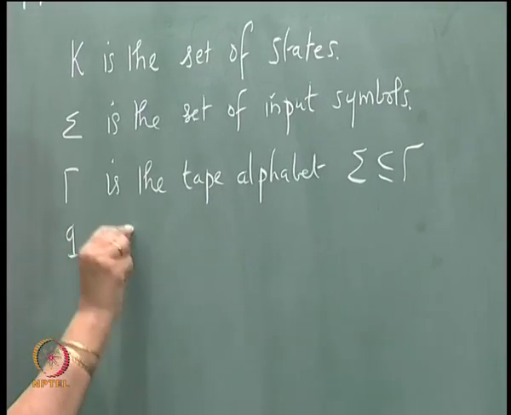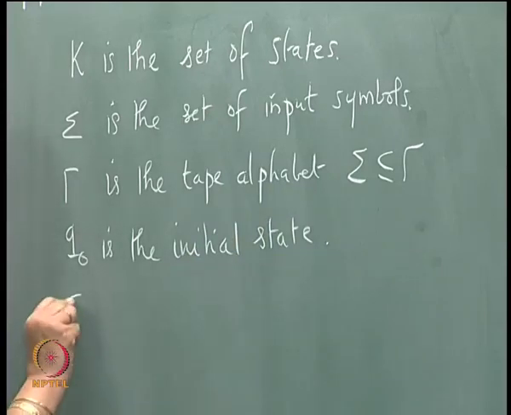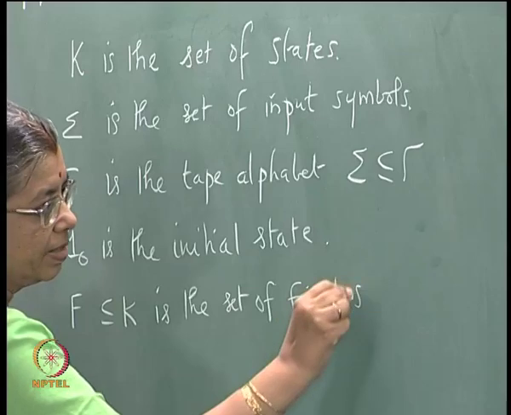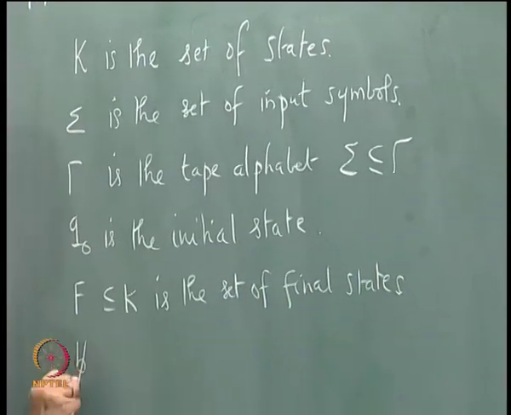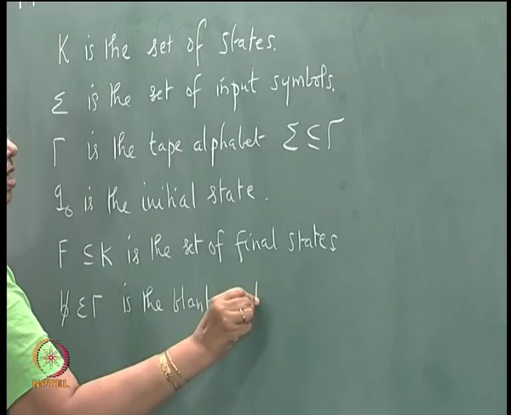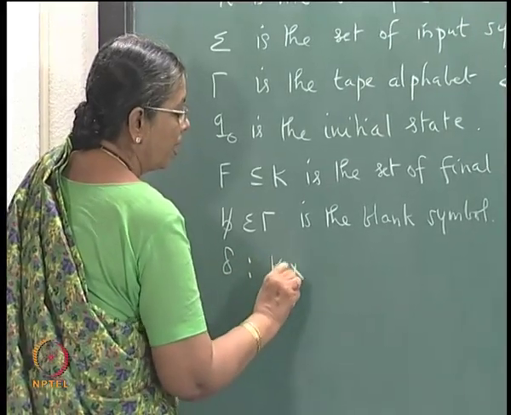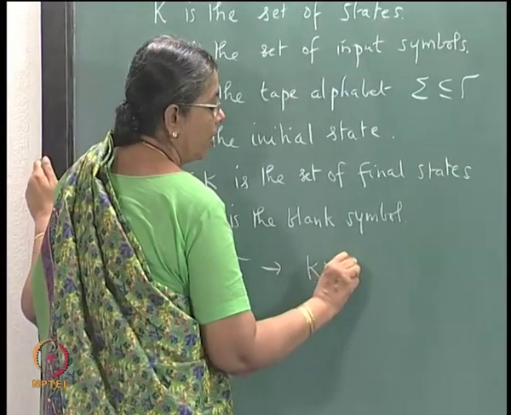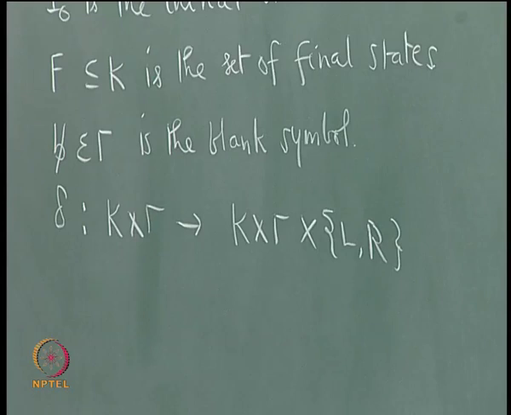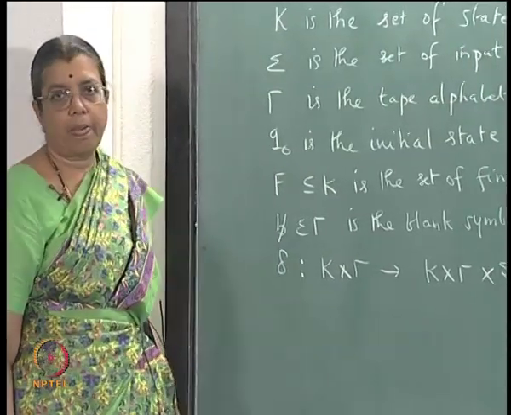q naught is the initial state, F contained in K is the set of final states. The blank symbol belongs to Gamma; it is the symbol denoting the blank. And delta is the mapping, from K cross Gamma into K cross Gamma cross {L, R}. Now we are considering a deterministic Turing machine. If it is non-deterministic, it will be K cross Gamma into finite subsets of K cross Gamma cross {L, R}, right.